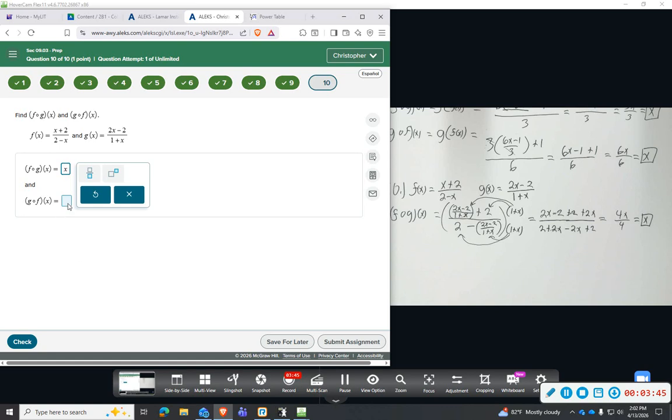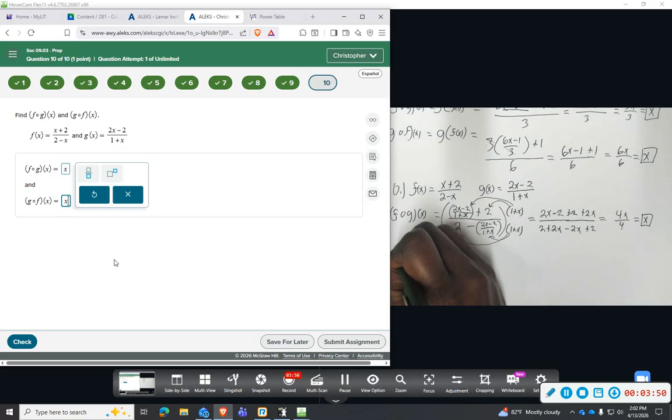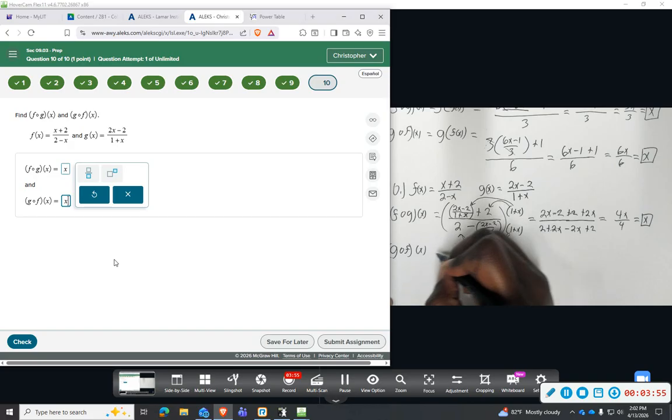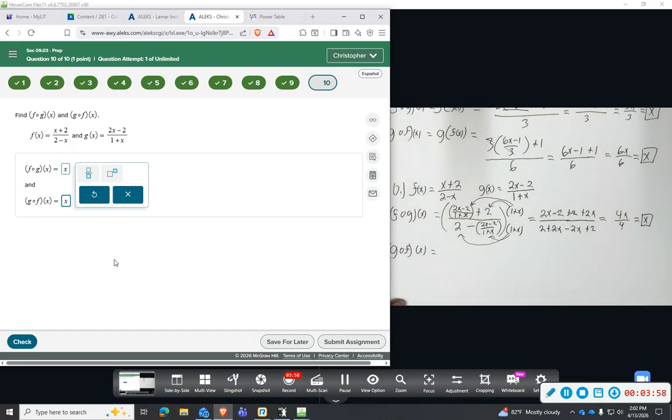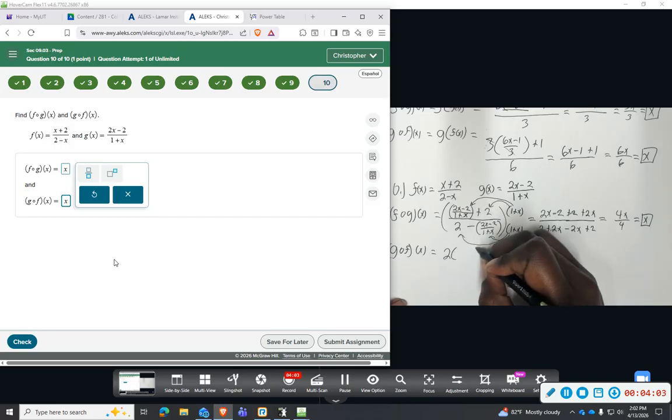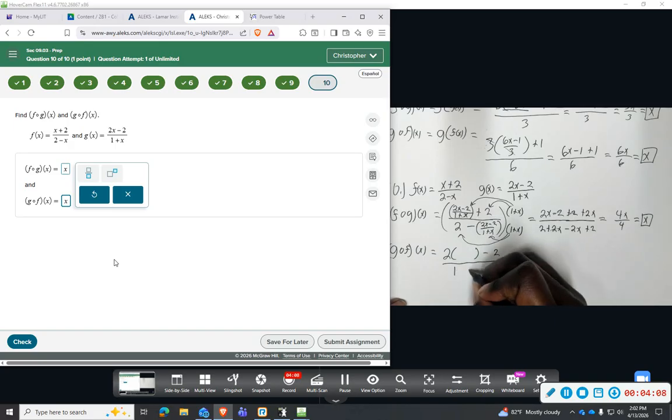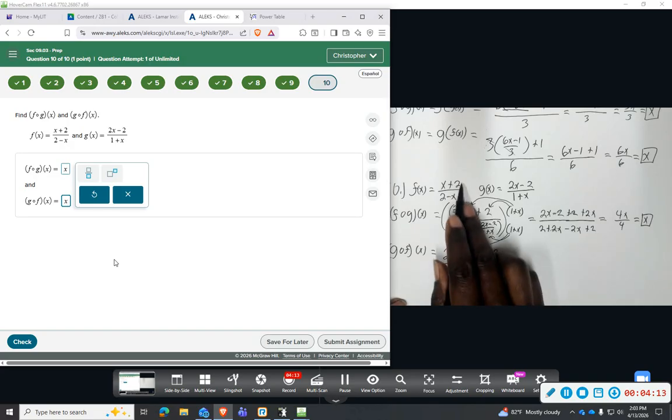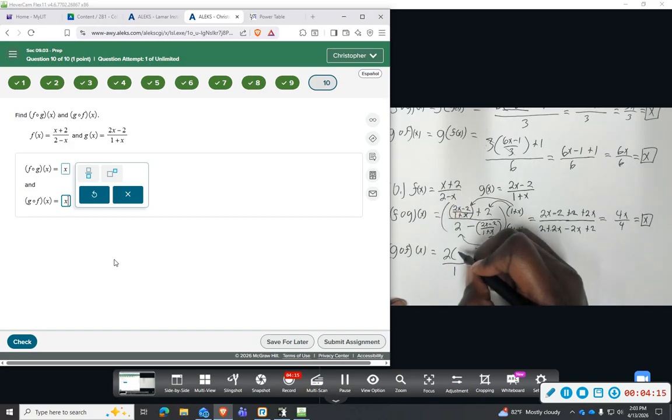I'm going to get x, the same thing here, but let's again go through the process. So we're doing g of f of x. Starting with the g equation, that is going to be 2 times x minus 2 divided by 1 plus x. X is going to get replaced with the f equation. So x plus 2 over 2 minus x.